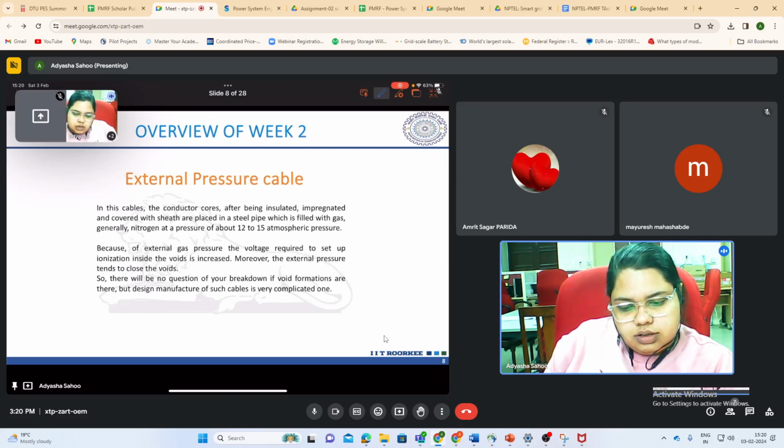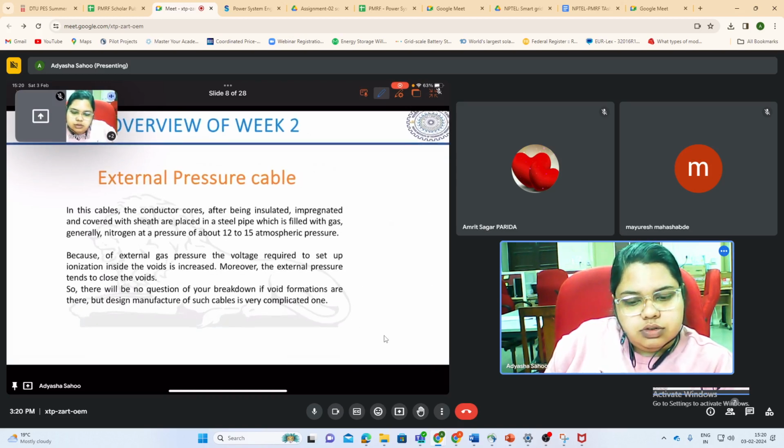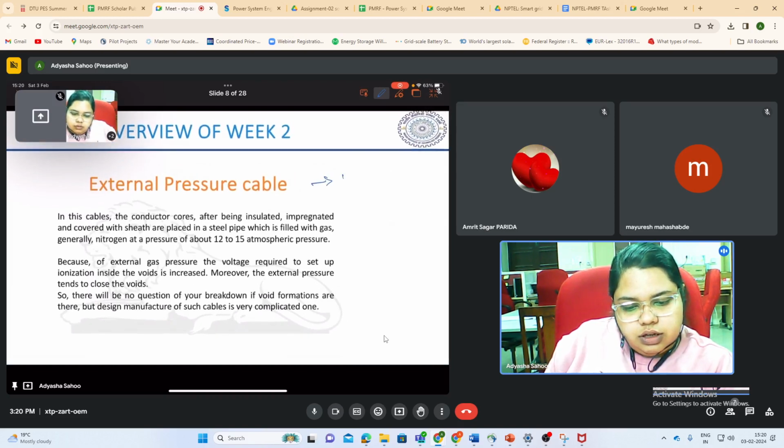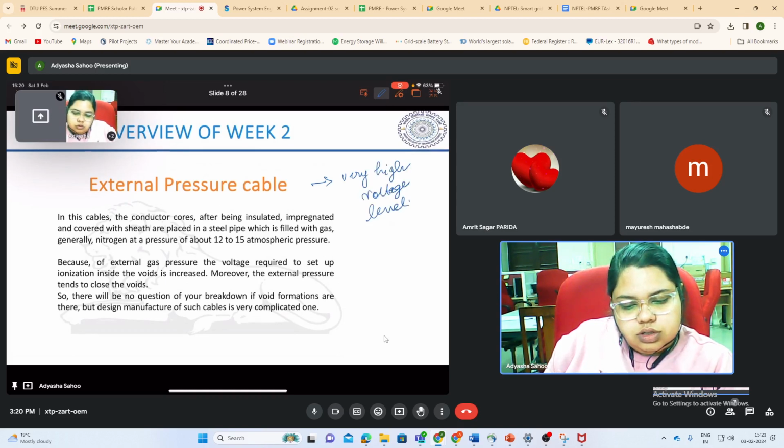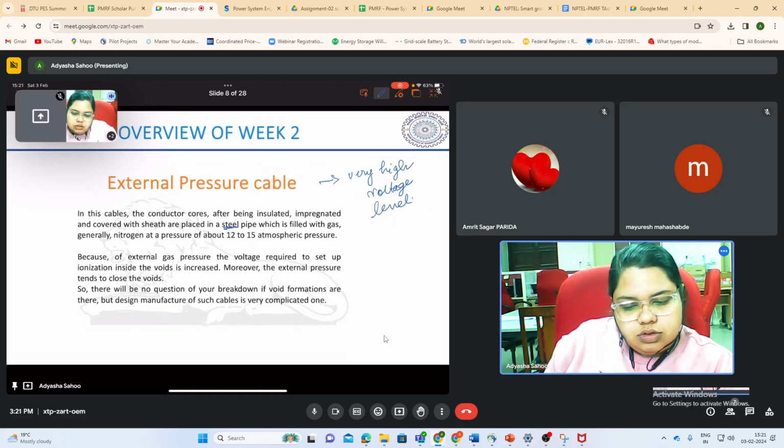Then we had this external pressure cable. These are used for very high voltage and they are expensive. Since steel is used here, they are robust, we can say, but again, these are very costly.